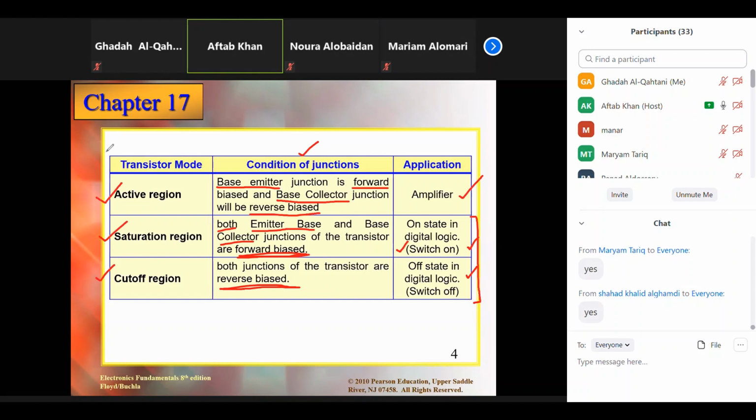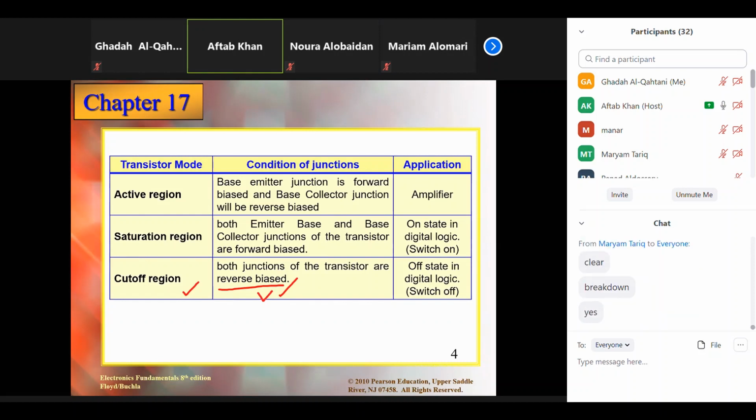Clear? I hope this table and each and every condition is clear to all of you. This is in more detail. For cutoff, you can see both junctions are in reverse bias. While applying a negative voltage, when a diode or transistor is in reverse bias, if we cross the limit of the negative voltage, what will happen? The junction will break down, because there is a limit to how much voltage we can apply. If we cross that voltage, the junction will break down, meaning this switch can no longer work as on and off. It is finished, damaged.